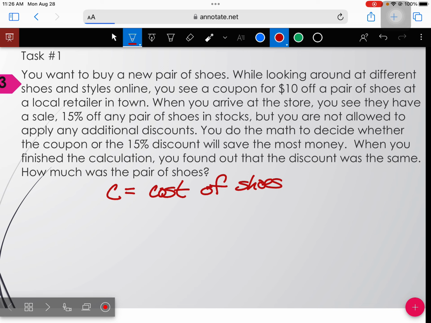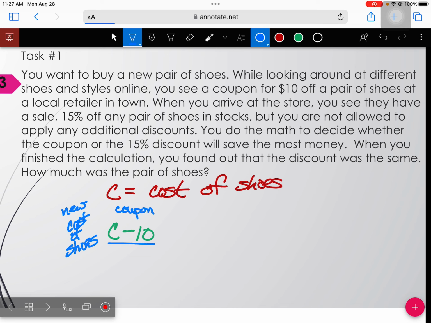Okay, in this case, since I have C, so C minus 10 is going to be what? What is this? This is an expression. What does that specifically represent? The cost of the shoe if you use the $10 off. Okay, so this is the new cost of the shoes, and this is if you use the coupon, right?